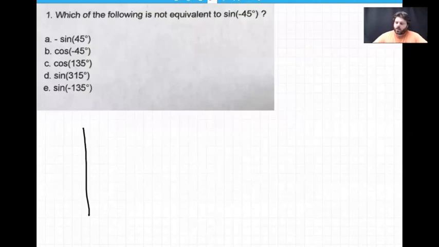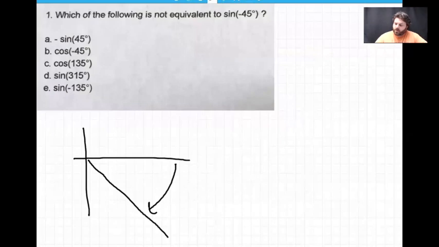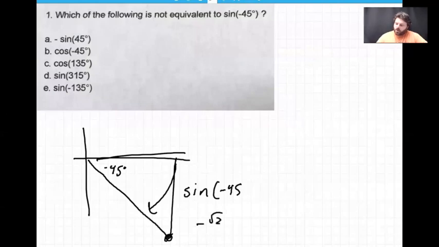All right, so if we're looking at where negative 45 degrees would be, remember with negatives, we travel in the clockwise direction from 0. So this is negative 45 degrees. And remember the sine is the y value. So this is the sine of negative 45 degrees, basically this distance. And we know, if we remember trig stuff, that's negative root 2 over 2.